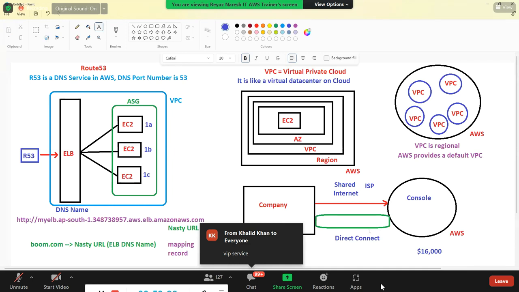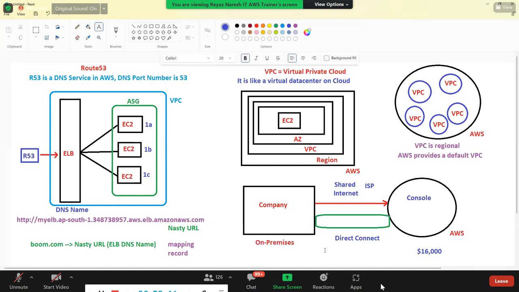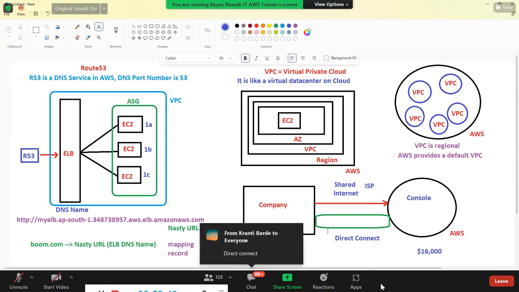There are a few services that we can only learn, but we cannot do the practicals. This is also one of those services, Direct Connect. So guys, in your interview or certification questions, if someone asks which service is used to have a dedicated connection from your company to AWS, what is the service name that you should say? It is Direct Connect. Yeah, it's very expensive.